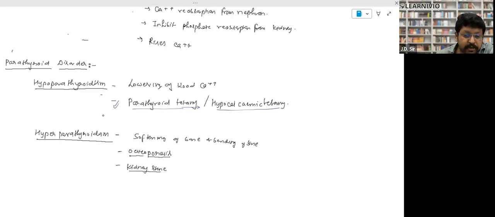Hyper, more secretion, causes softening of bones and bending of bones, osteoporosis and kidney stones. So hypo and hyperparathyroid. This was the parathyroid. Go through it.